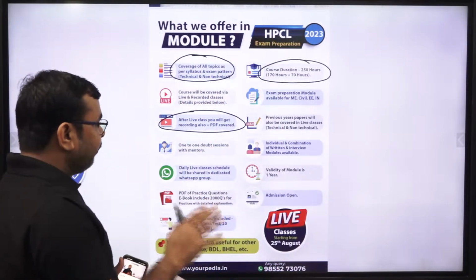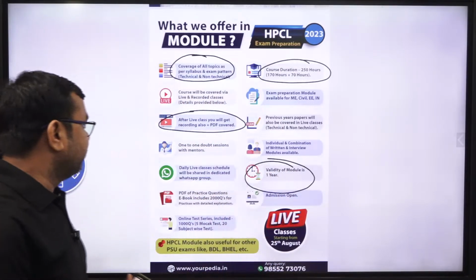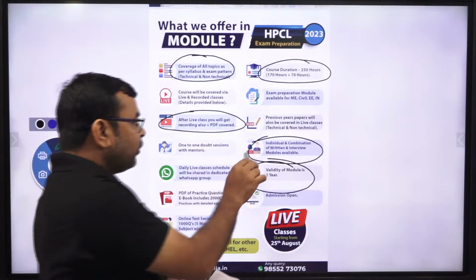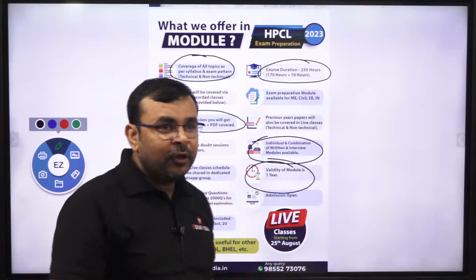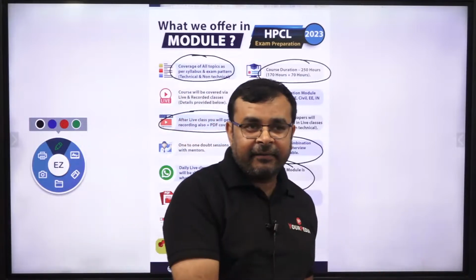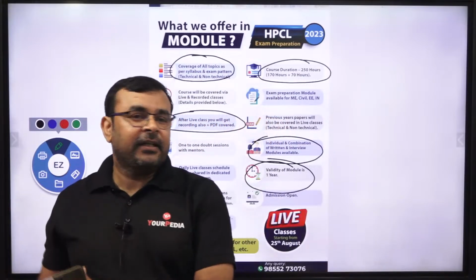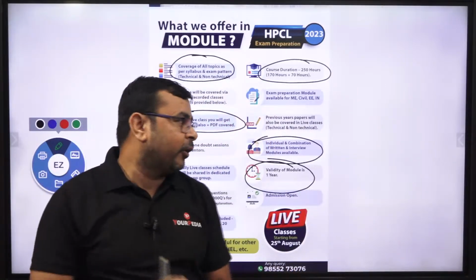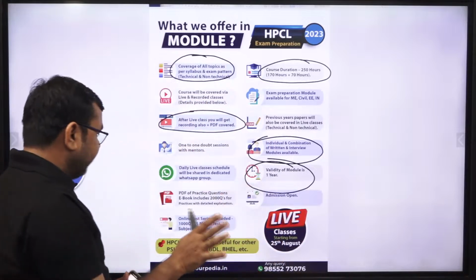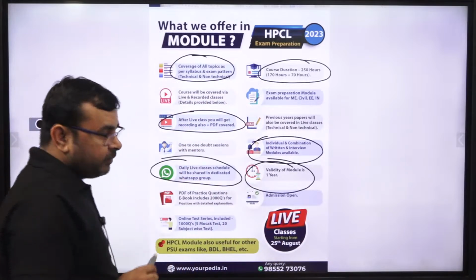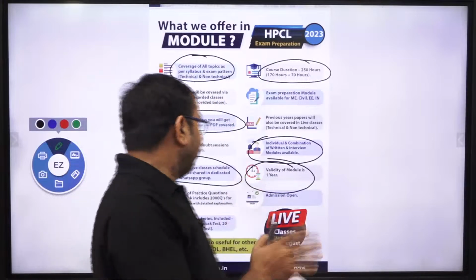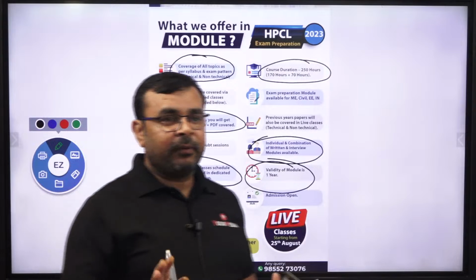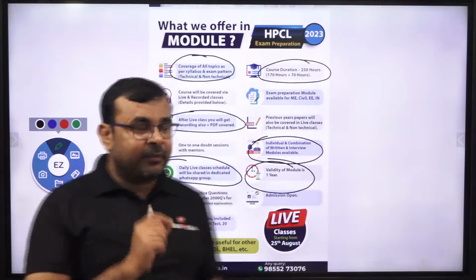This module is available for 1 year. The validity of this module is 1 year, and there are individual and combination options: a module for the written exam, and a module for written as well as interview. You can join any module separately. For live classes we provide you daily information through WhatsApp, and after every live class we provide you a PDF of that lecture.